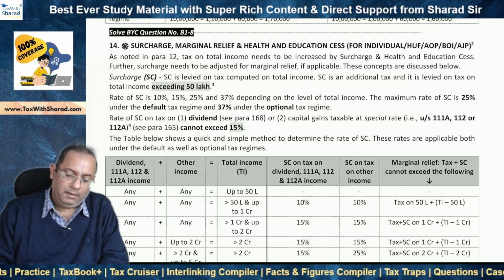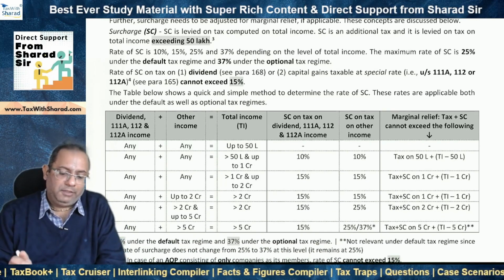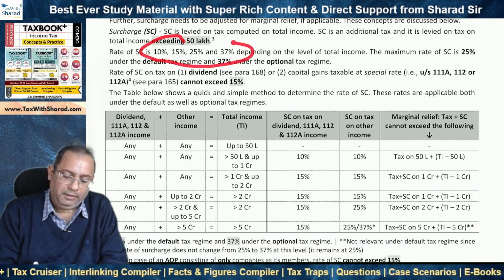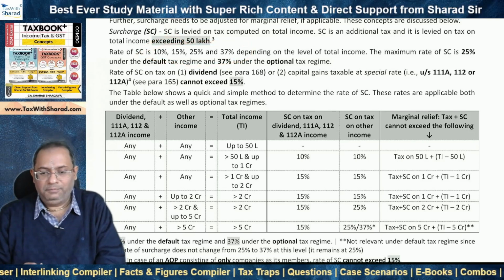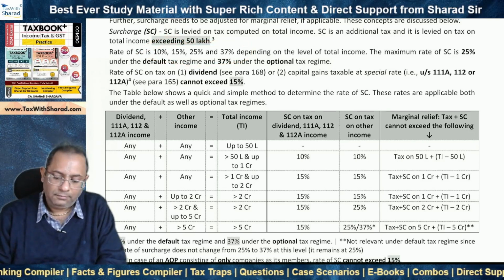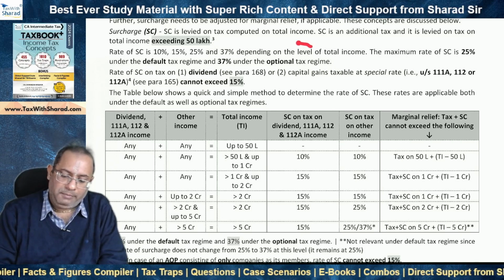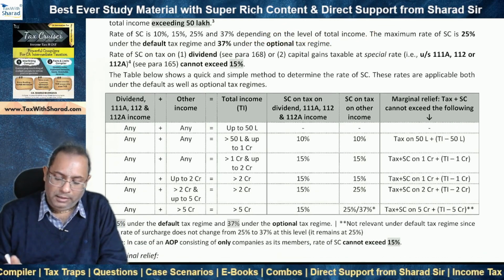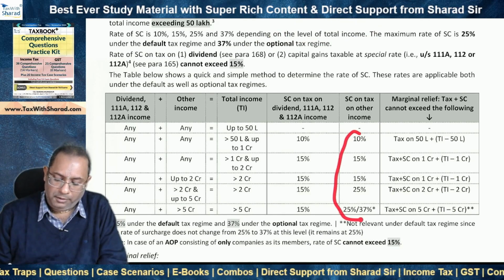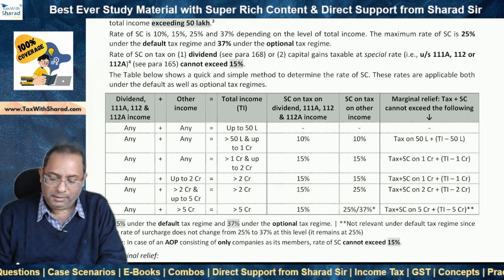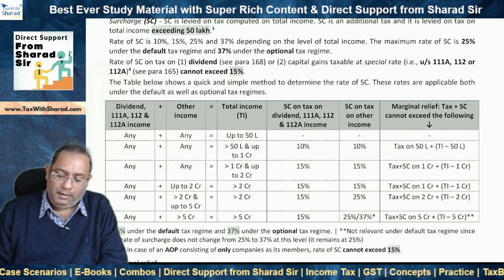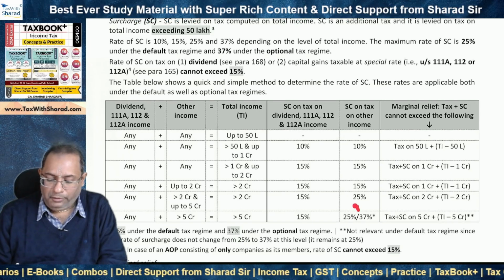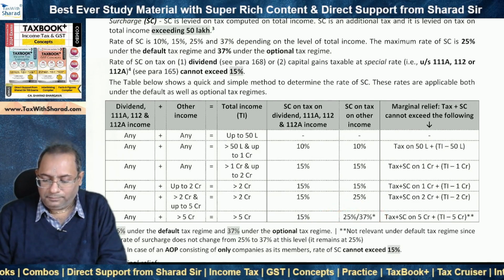Now there are different rates of surcharge which have been prescribed: 10%, 15%, 25%, and 37%. So this is the range. And the rate of surcharge depends on the level of total income. As you can see in this table, 10%, 15%, 25%, 37%. The maximum rate of surcharge can either be 25% or 37%.